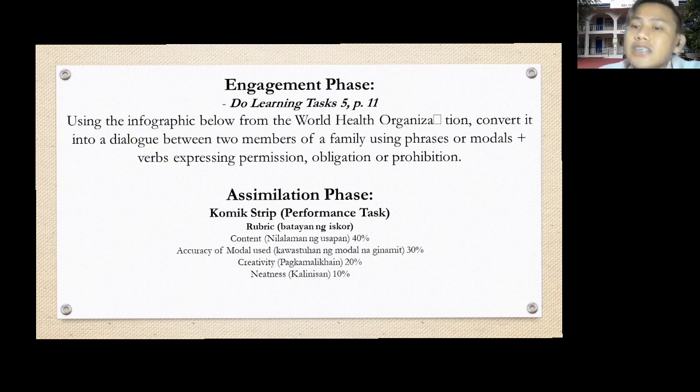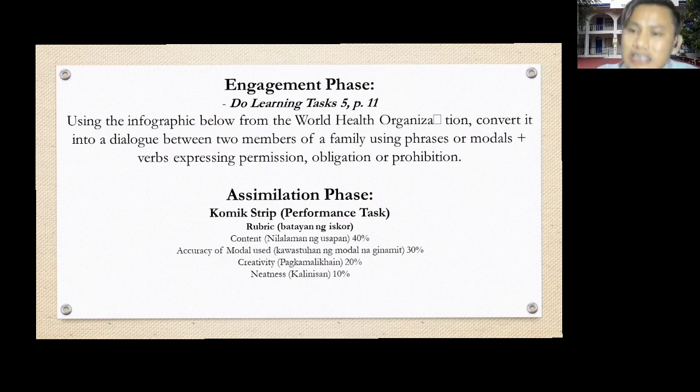Under the engagement phase, you will be working with learning task number 5 on page 11. There is an infographic from the World Health Organization. You're going to convert it into a dialogue between two members of a family using phrases or modals plus the verbs expressing permission, obligation, or prohibition. You just have to be creative. You're going to use the infographic itself, then create a dialogue out of it.